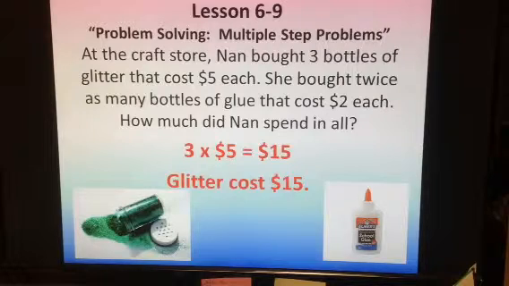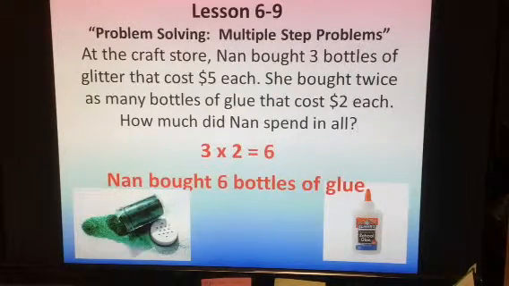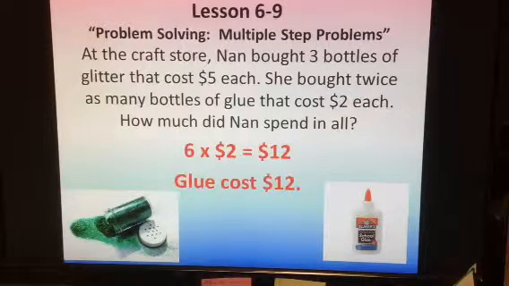It just says she bought twice as many bottles of glue, so I look back up to the top of the problem, find out how many bottles of glitter. She bought 3, so I know that 2 times 3, or twice 3, is 6, and so I know she bought 6 bottles of glue. Then I need to think about how much she spent on glue. 6 bottles, $2 each, 6 times 2. 6 times 2 is $12, so now I know she spent $12 on glue.